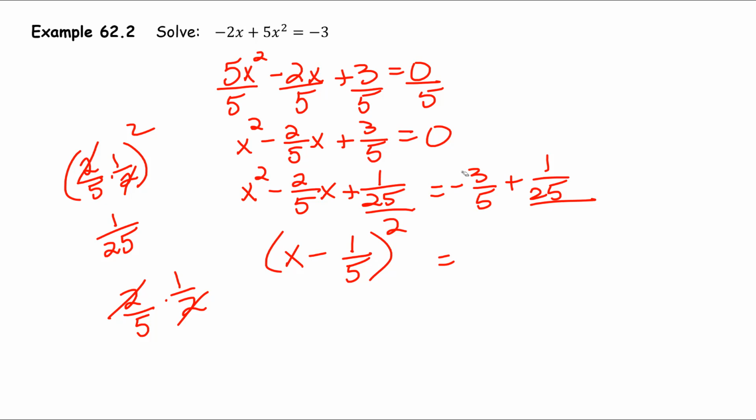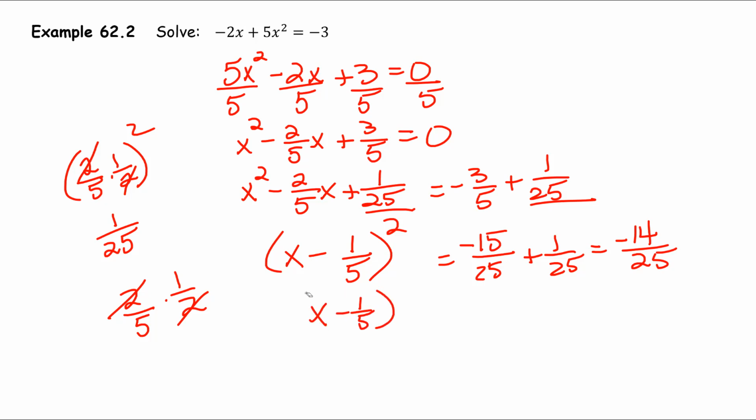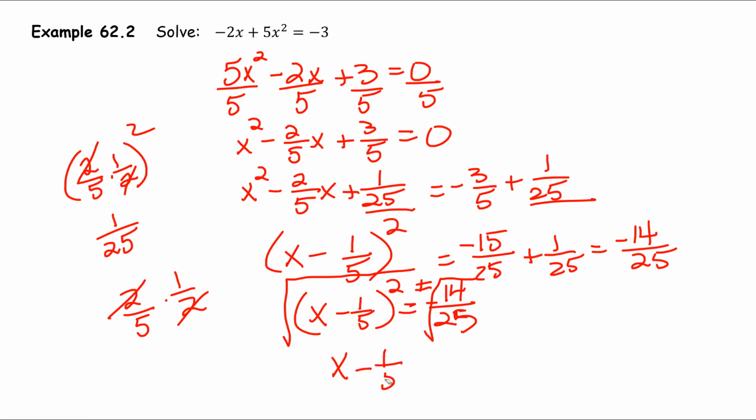And over here, I'm going to have -15/25 plus 1/25. And that's going to be -14/25. So x minus 1/5 quantity squared is equal to -14/25. I'm going to take the square root on both sides, putting plus or minus over here. And so my square is going to cancel out. And I have x minus 1/5 is equal to plus or minus the square root of -14 over the square root of 25. And just like I did last time, I ran out of space.